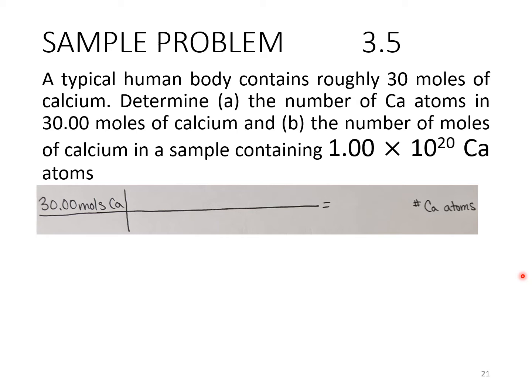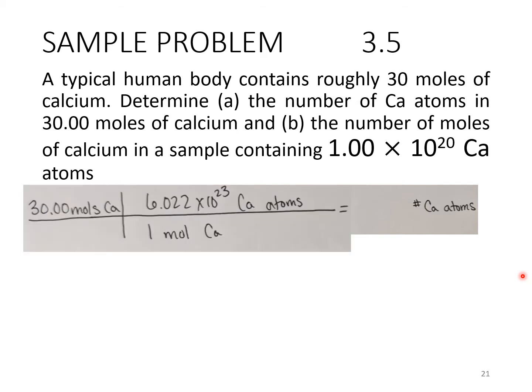Then, of course, secondly, I would write the ratios that I think would be of use. We just saw those on the prior slide, so I'm not gonna write those out explicitly. But remember, 6.022 times 10 to the 23rd calcium atoms equals 1 mole of calcium. Okay, so we can use that to convert between moles of calcium and number of calcium atoms. So we can just put that in that second location, right? So we have 30 moles of calcium, and our moles will cancel, leaving us with calcium atoms left over.